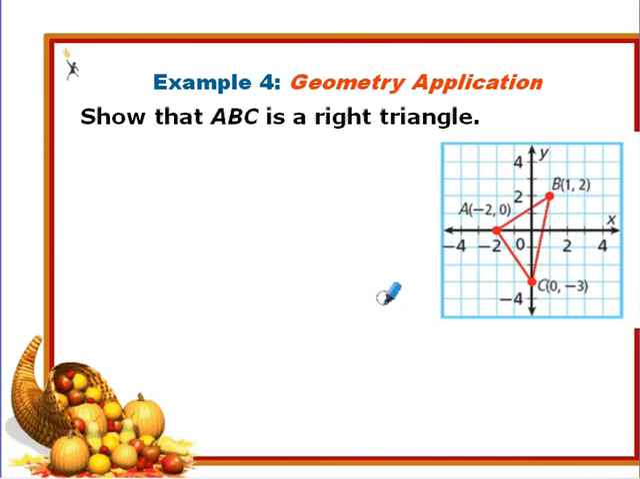Show that ABC is a right triangle. So we want to prove that this is a right triangle. A right triangle has a 90-degree angle somewhere. So there should be 2 lines in here that are perpendicular to each other. Let's, on a hunch, find out what's the slope of this line, and then we'll figure out what's the slope of this line. Okay, so let's find out the slope from A to B. There's x1, y1, x2, y2. Okay, so we're going to fill in our slope formula.